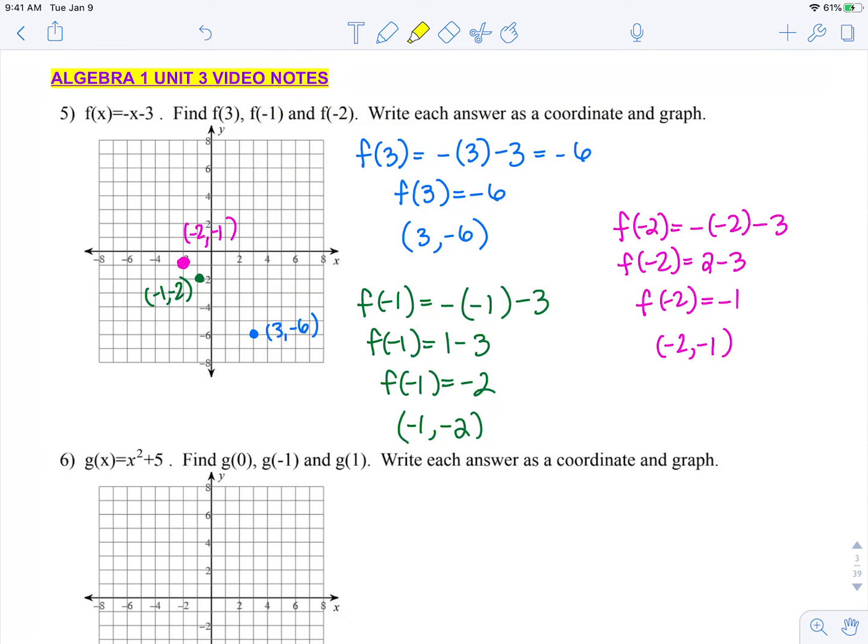So we can write it in function notation or as a coordinate.